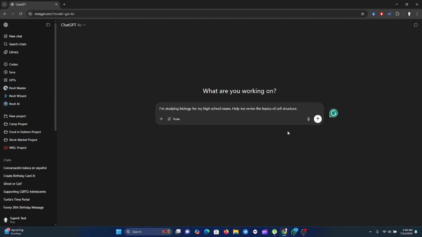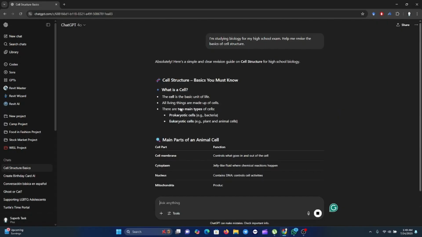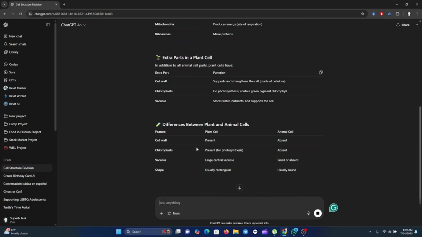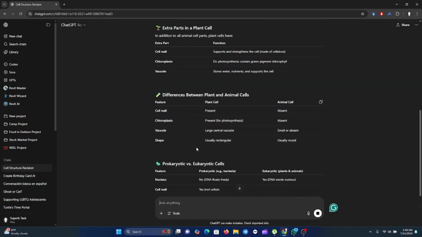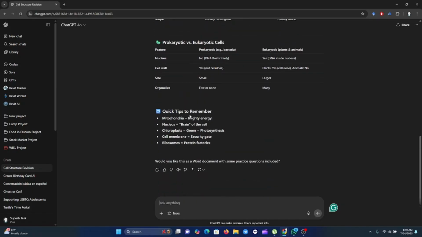Look at that. Once you've given it a topic, it will go ahead and start creating the content for you. It breaks down what a cell is, has defined it, the main parts of an animal cell, has given you the parts in a plant cell, and has given you differences between plant and animal cells and all that. Look at that, you have prokaryotic cells, quick tips to remember, mitochondria, nucleus, chloroplast, cell membrane, ribosomes, and all that. So ChatGPT will summarize it in just plain English.